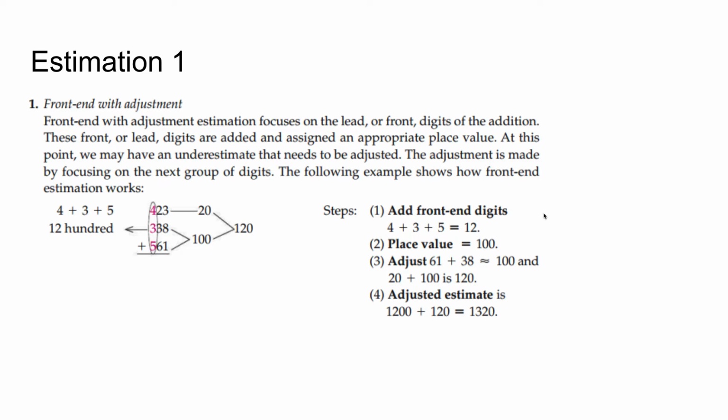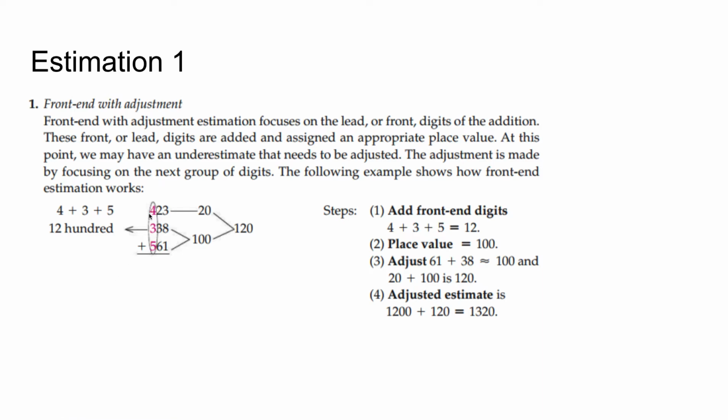Estimation is very important too, and you may have heard a lot about rounding numbers, right? So we're gonna talk about that later too, but estimation is not exactly the same as rounding. Estimation is very close. Estimation is finding ballpark numbers, right? So it doesn't have to be exact, but it should be very, very close to the actual numbers. So one strategy that you can think of is front end with adjustment.